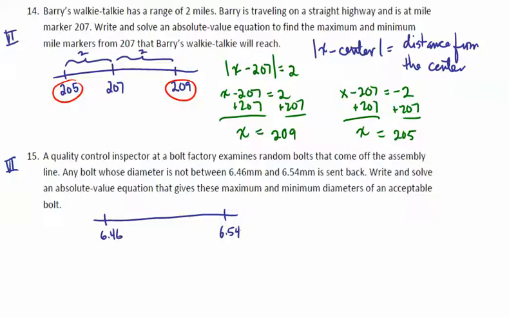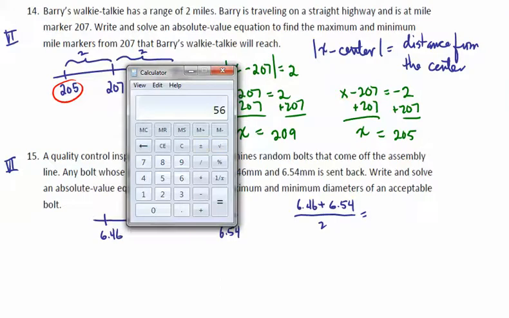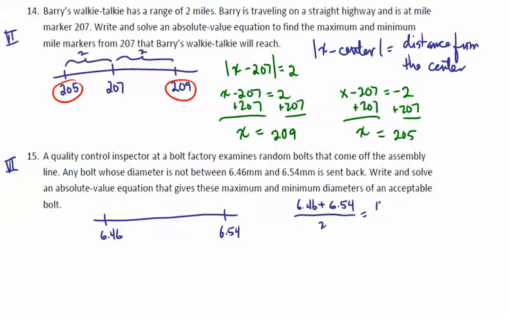How do we calculate the center? We just take the average of the two endpoints. So we'd have 6.46 plus 6.54 divided by 2. And so we have 6.46 plus 6.54 is equal to 13. And 13 divided by 2 is going to be 6.5. What is 6.5? 6.5 is our center.